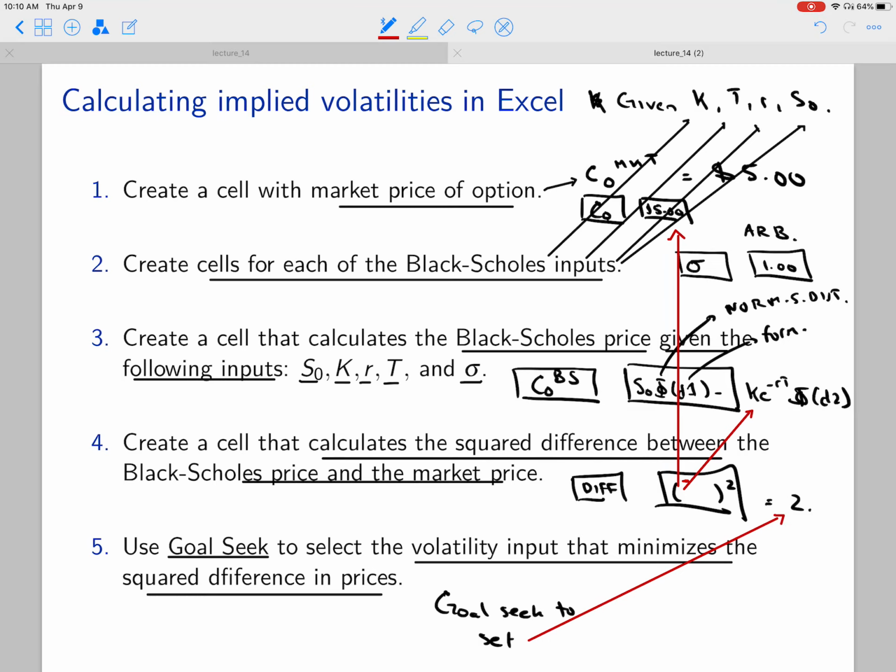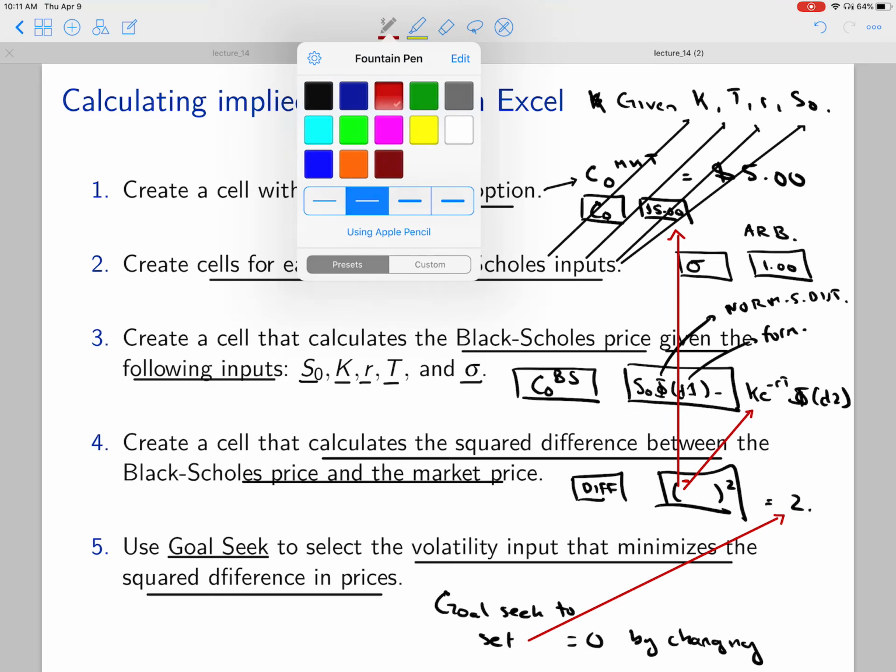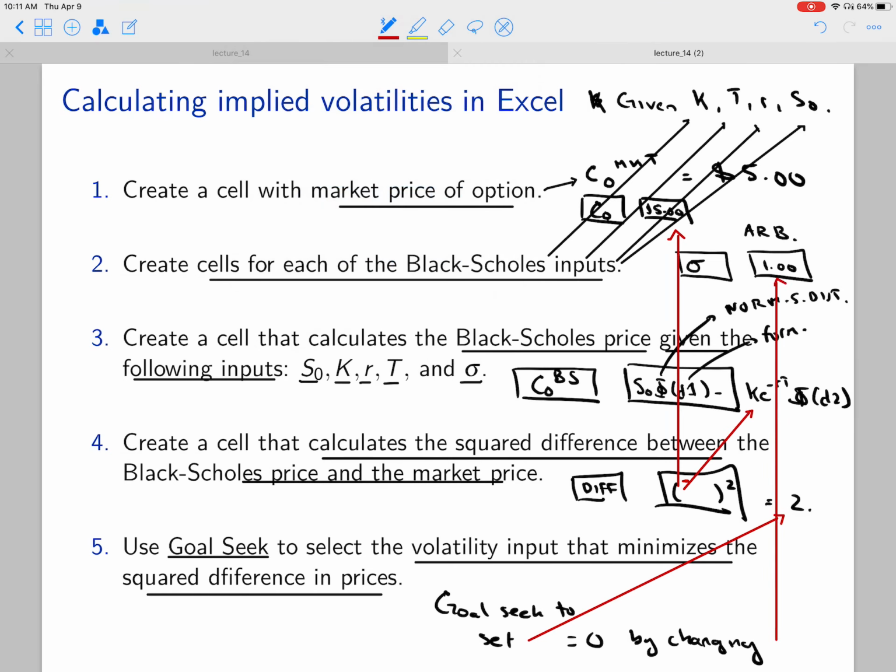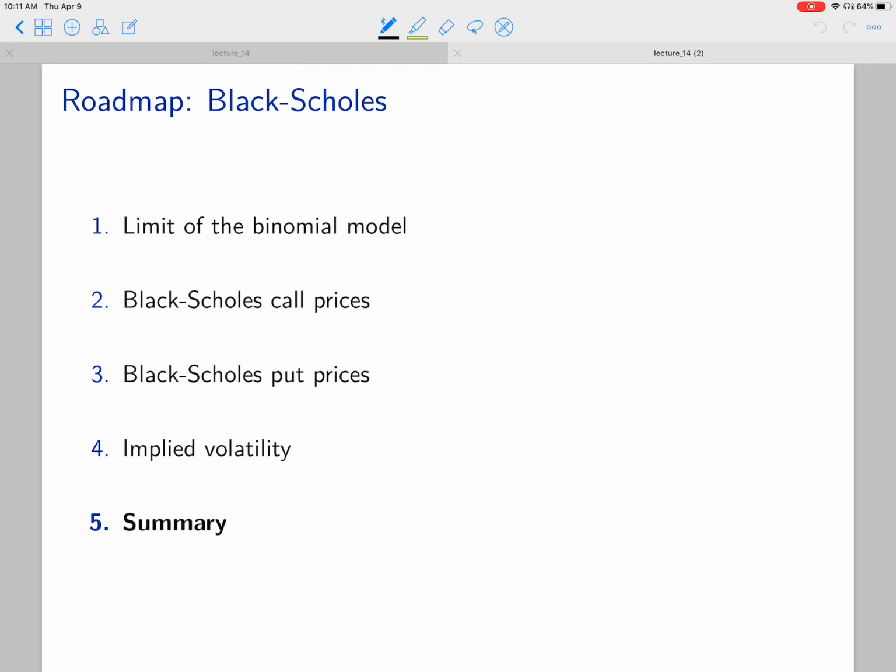the cell over here, that's equal to the square difference, equal to 0 by changing the volatility cell. Okay. What this is going to do is iteratively guess and check over all these volatilities. It's going to find a volatility that sets this difference equal to 0. And what this is going to be is what we take as the market's expectation of volatility based on their assessment of price. It's called implied volatility. Okay, so that wraps up implied volatility.